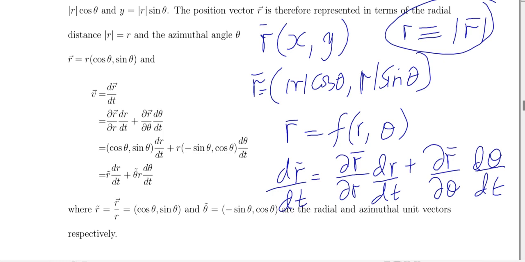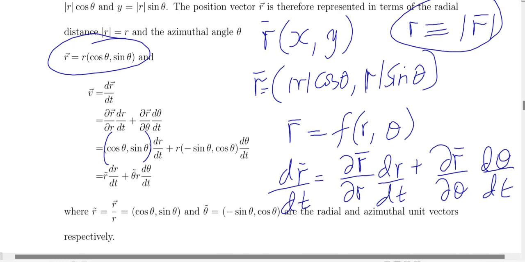Now for the partial derivatives of r, because we have the expression for r here, we can differentiate it partially with respect to r, and also partially with respect to theta. Differentiating partially with respect to r gives us cos theta, sin theta, which is this expression here. Differentiating partially with respect to theta means differentiating cosine of theta to get negative sin theta, and sine of theta to get cosine of theta. Then we have times this r, so that we get this expression here.